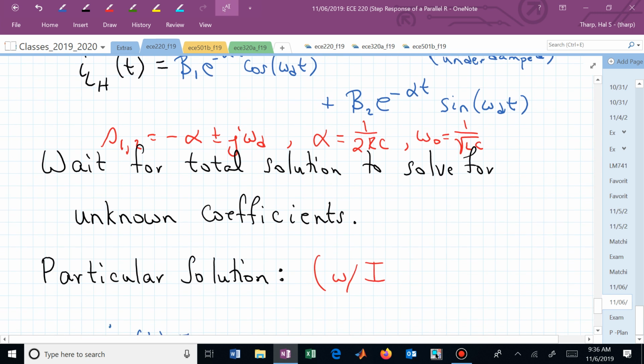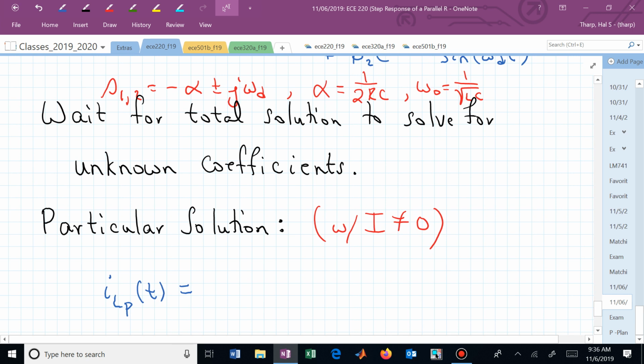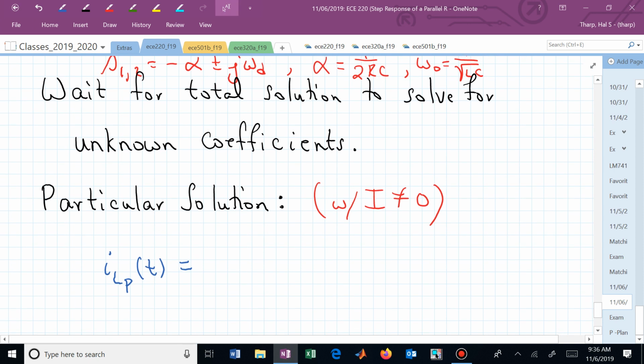You want to leave the B's alone until you have the complete solution, and the complete solution needs the second half, which is the particular solution. And now we need to put our source back into the circuit. The particular solution is when I is not equal to 0. And how do we find the particular solution? We look at how this differential equation is being excited.